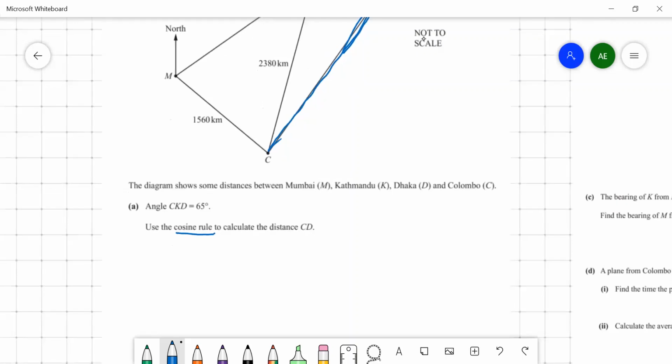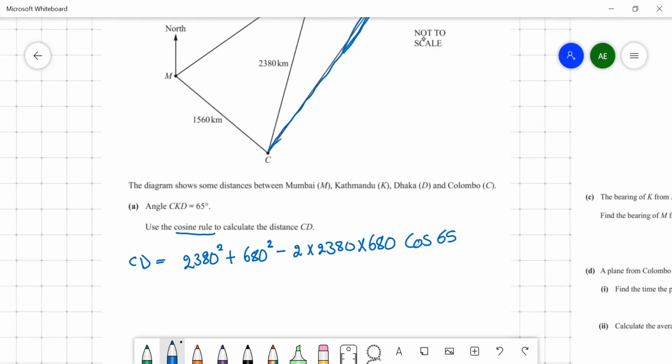I know the cosine rule says the missing distance CD squared equals the other two sides, 2,380 squared and 680 squared, minus 2 times 2,380 times 680 times cosine of the opposite angle, 65.